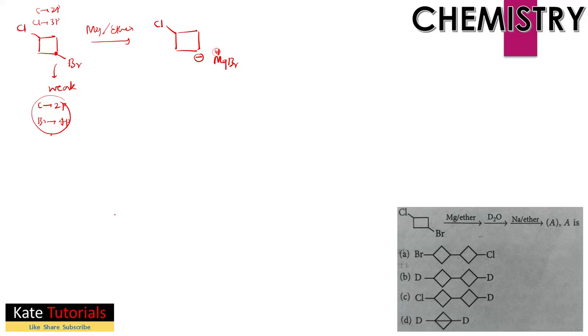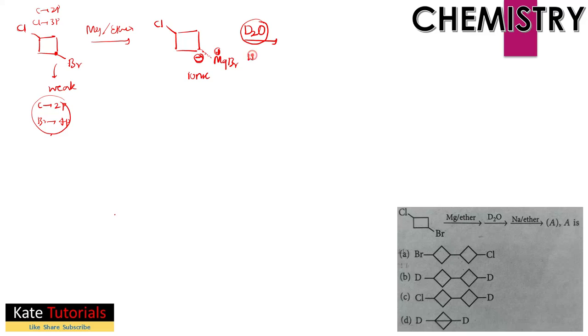I can write it like this also, or sometimes they will show this bond between carbon and magnesium, but this bond will be ionic. So I will show carbon having a negative charge, and magnesium having a positive charge. Further to that, they are adding heavy water, D2O.